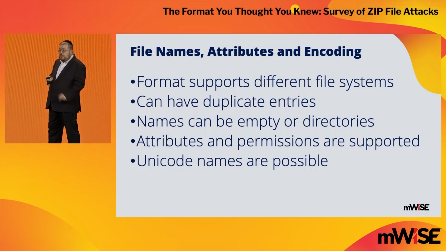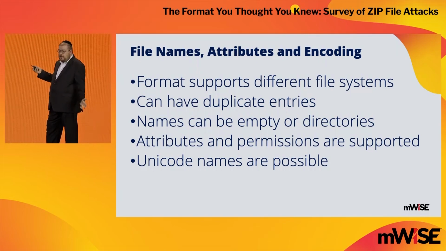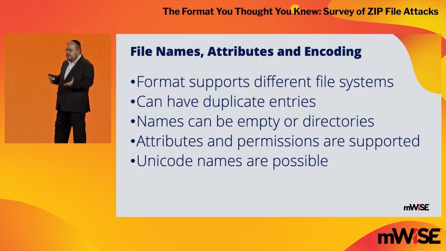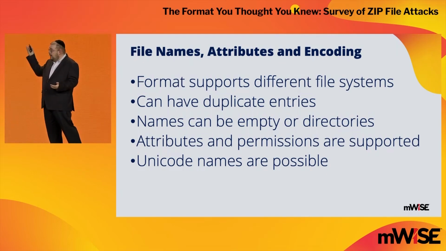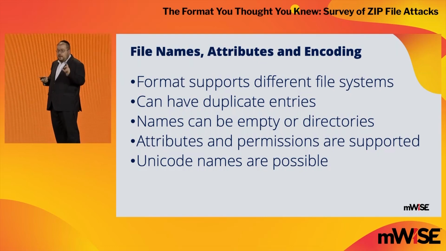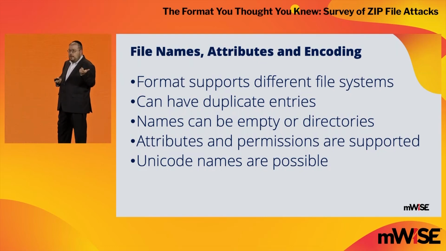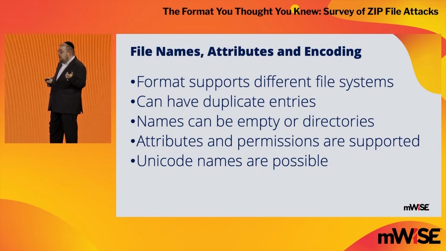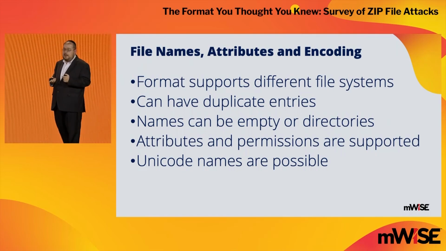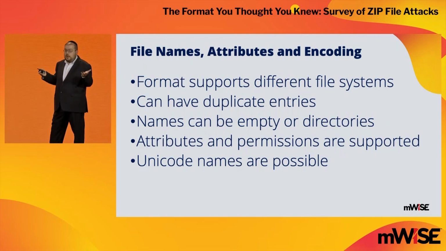You could have duplicate entries in zip, which is strange. Why would you have a file format that represents a file system that has more than one entry? But that is allowed. A name can be empty. You could have a zip entry that has no name. According to the official documentation, it's to support files that are being run from standard input. But I never really found a good answer.